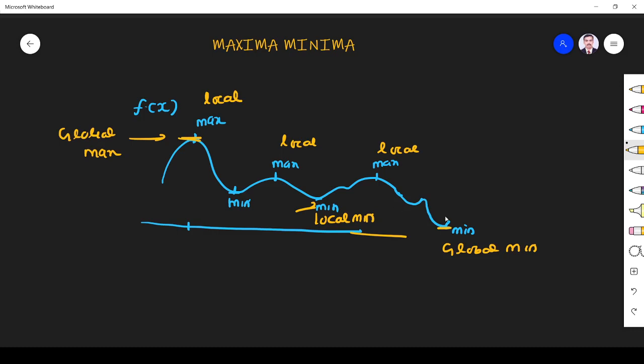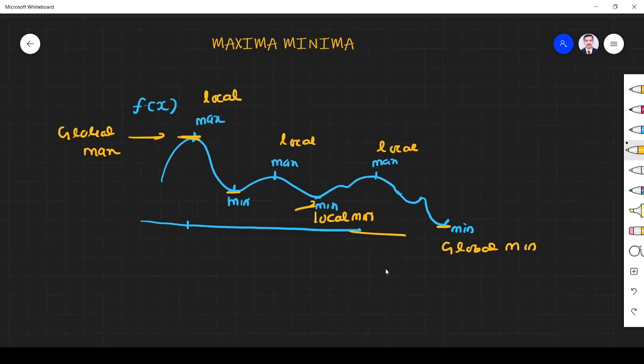The global minimum is the one which is the least among all the minima of the function. Similarly, the global maximum is the maximum value among all the maxima. So this is the global max, this is the global minimum, and this is a local minimum. That is the thing we must know. By seeing the function itself, we can say what the maximum value and the minimum value are.